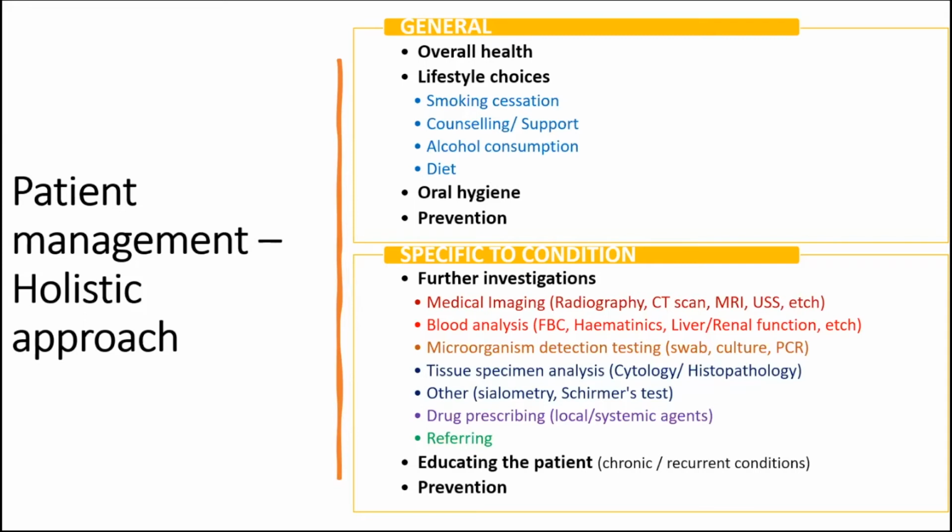We have other kinds of tests like sialometry or Schirmer's test. Drug prescribing, so whether we need to prescribe any local or systemic agents specific to the condition that we're dealing with.